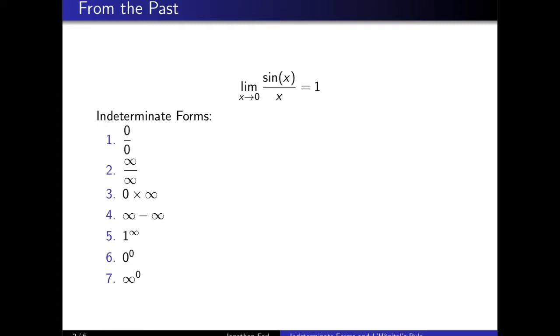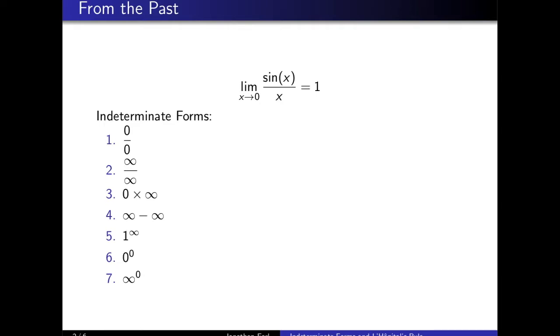0 times infinity we've seen a little bit, not too much. I think a couple of the cases where we'd see that was where we were using squeeze theorem to deal with the limits. We also had infinity minus infinity, which is one we've seen a couple of times, and then the last three we haven't really seen at all. So 1 to the infinity, 0 to the 0, or infinity to the 0.